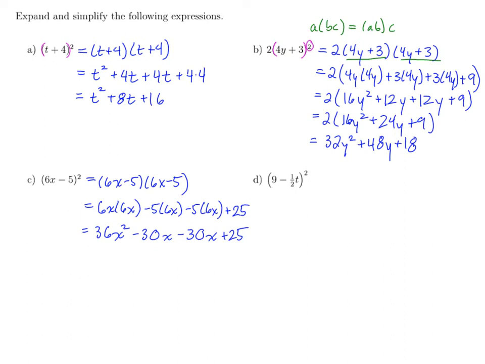The last thing that I want to do here is combine like terms. Negative 30x and negative 30x are like terms. So when fully simplified, this expression will be 36x squared minus 60x plus 25.